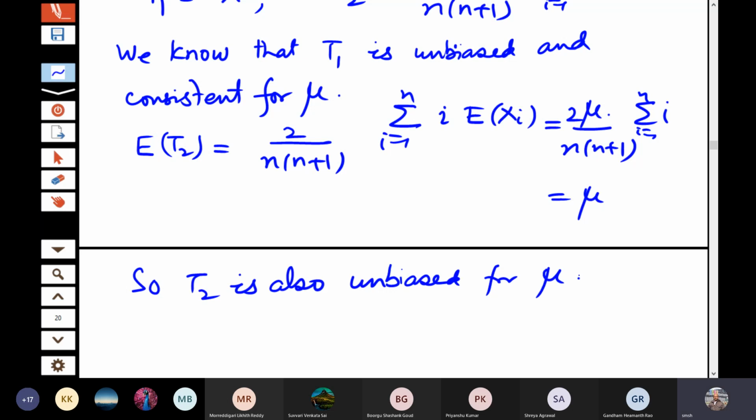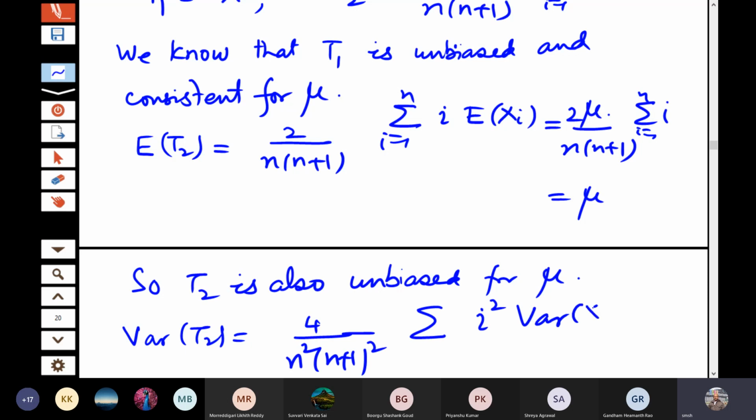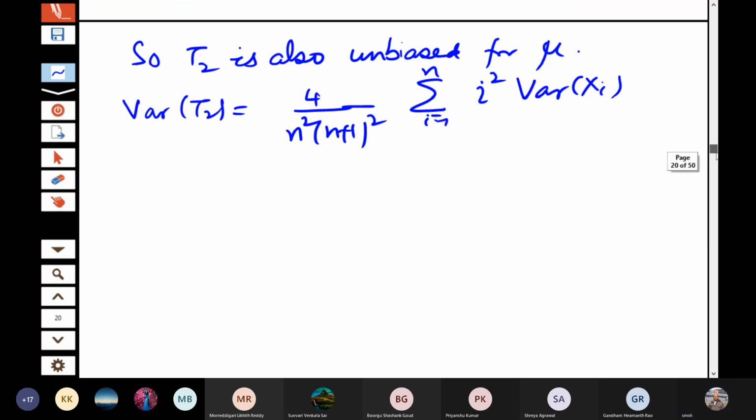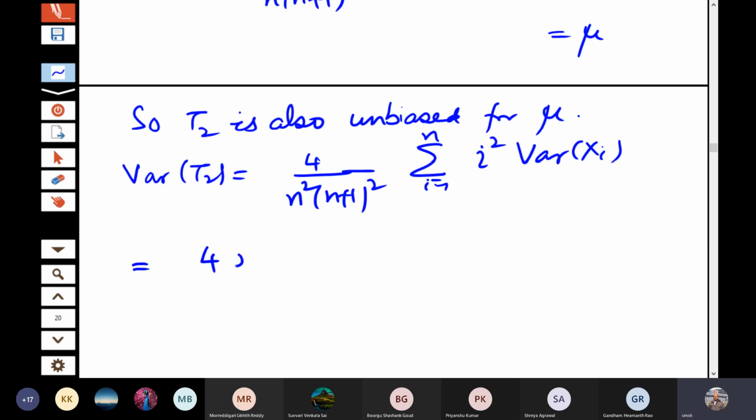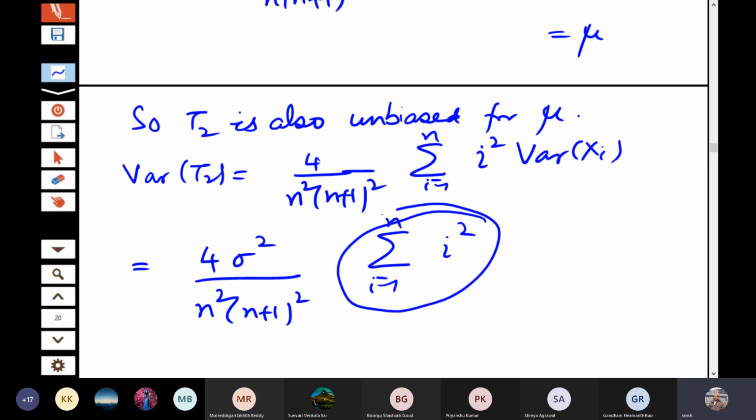What about the variance of this? If I consider the variance of T2, then it is 4 by n square into n plus 1 square, sigma i square, variance of xi. Variance of xi is sigma square. So this becomes 4 sigma square by n square into n plus 1 square, sigma i square, i is equal to 1 to n. The sum of this one you already know.